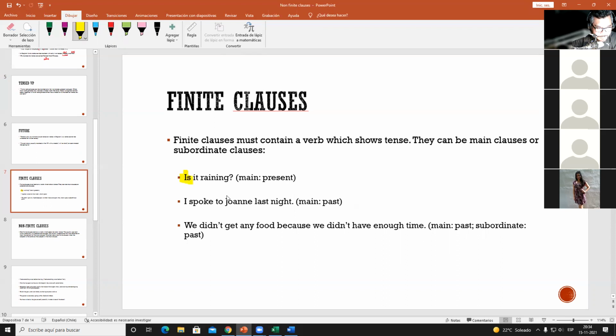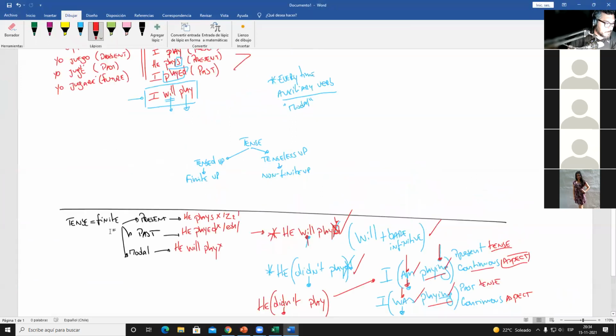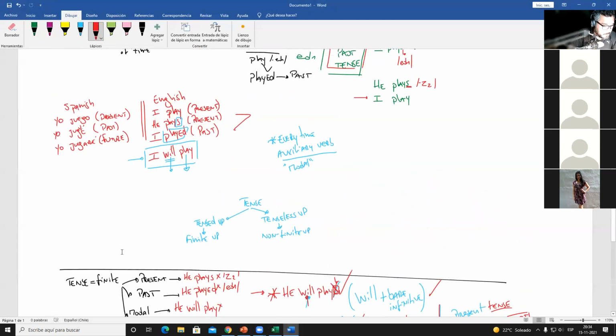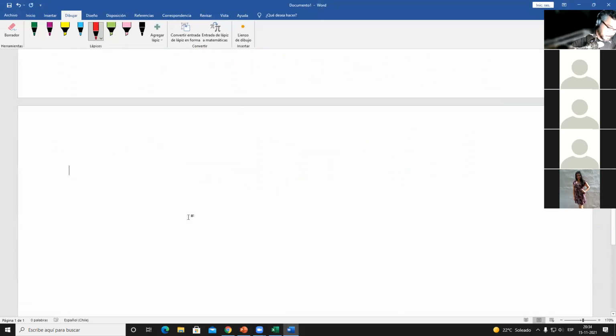Y ahí como que me genera una duda. El is, ¿cómo yo lo podría identificar? O sea, porque me perdí. Ah, mira, déjame, estoy peleando con el compu, tranquilo. Ya.